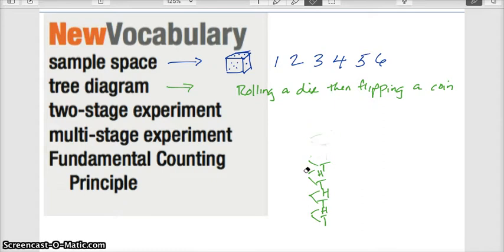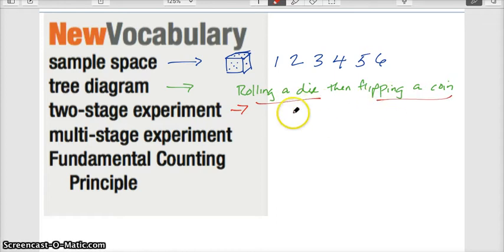The other phrase that I'd like to draw your attention to is one we actually just thought through, the idea of a two-stage experiment. And that's exactly what that was. If we were to first roll a die and then flip a coin, that would be a two-stage experiment. If we had three stages, it would be considered a multi-stage. So a multi-stage experiment is having two or more different experimental things that can happen. For instance, flipping a coin and then, I don't know, pulling a sock out of a bag depending on the number of socks in a bag, something like that.